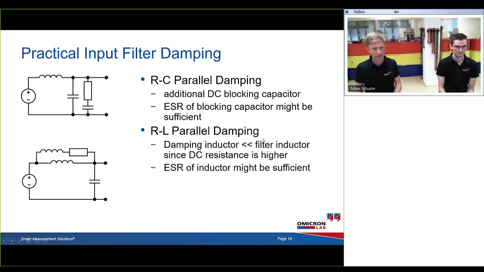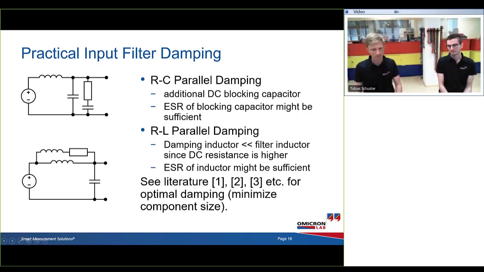The second approach is the RL parallel damping, where a damping resistor is added in parallel to the inductor. Of course, you don't want to have a series resistor in the inductor because that will cause a loss. It will damp, but it will also cause a high loss. So that's why the RL parallel damping is used. And if you have an inductor with a high ESR, that could be enough. So you might not even need an additional component as the resistor.